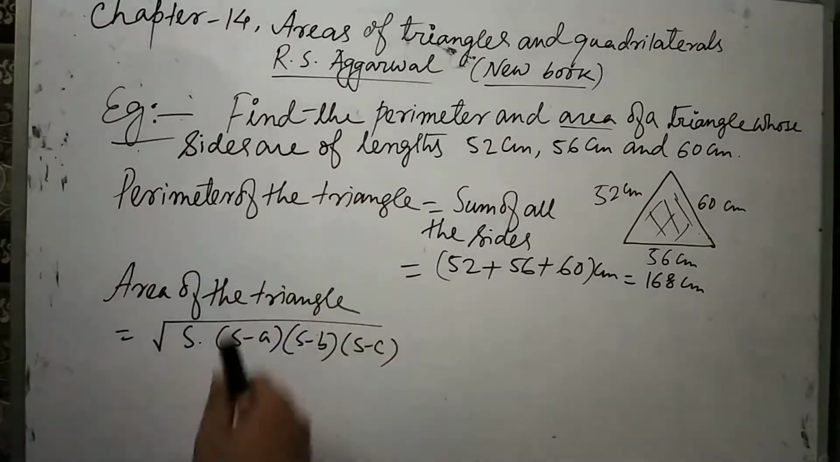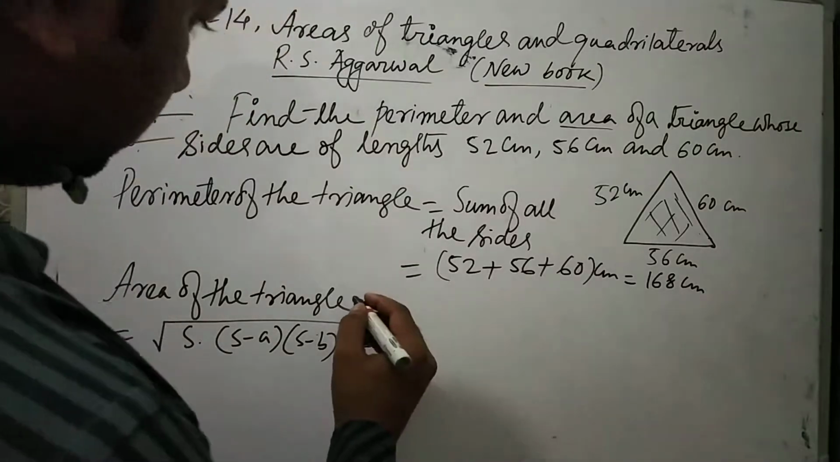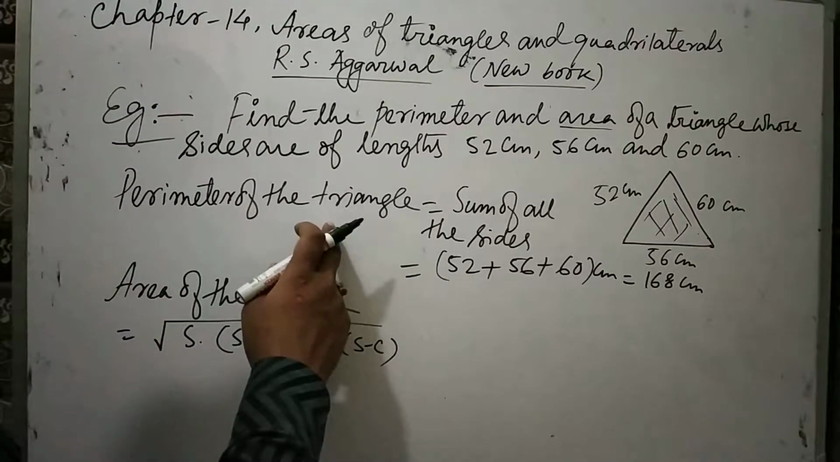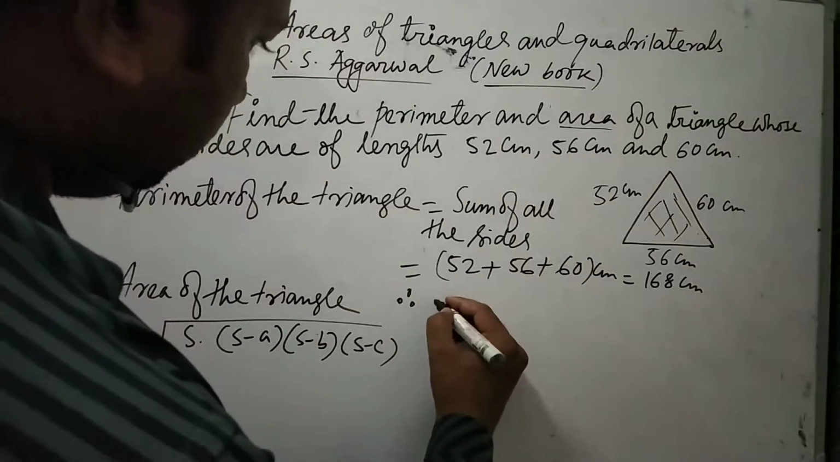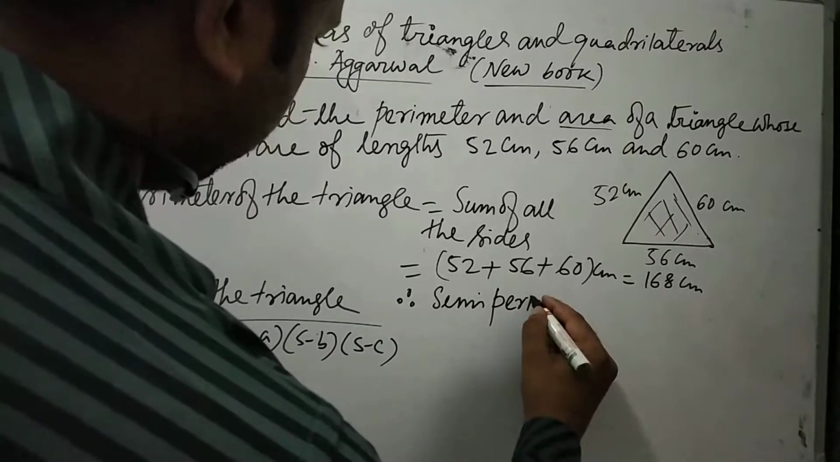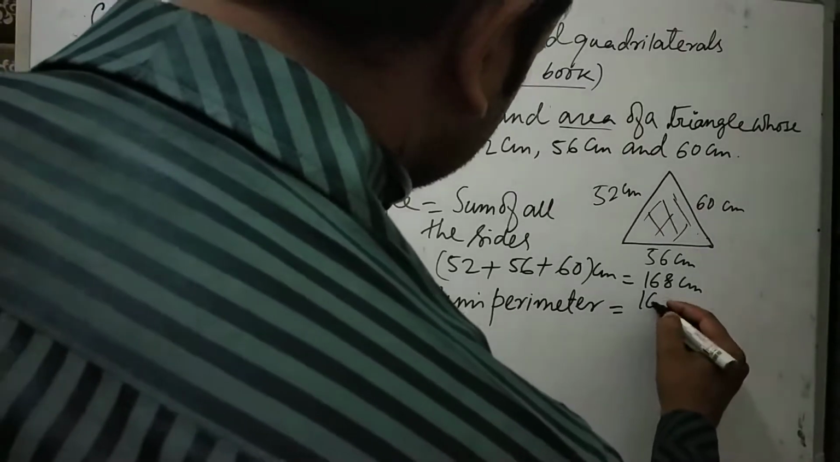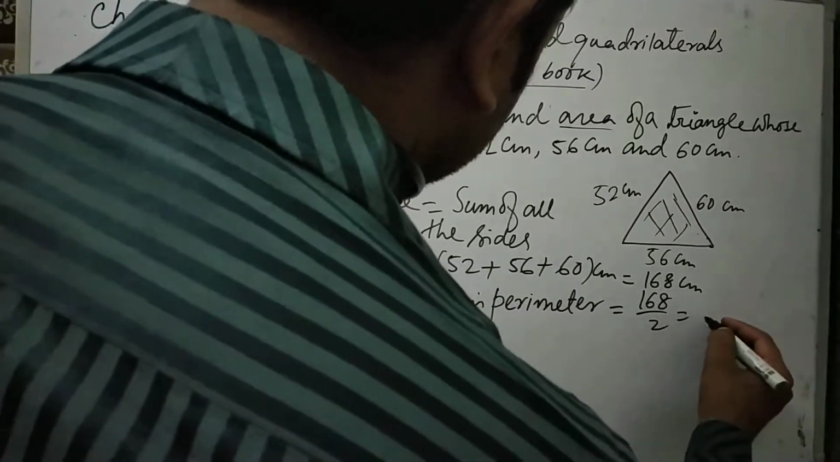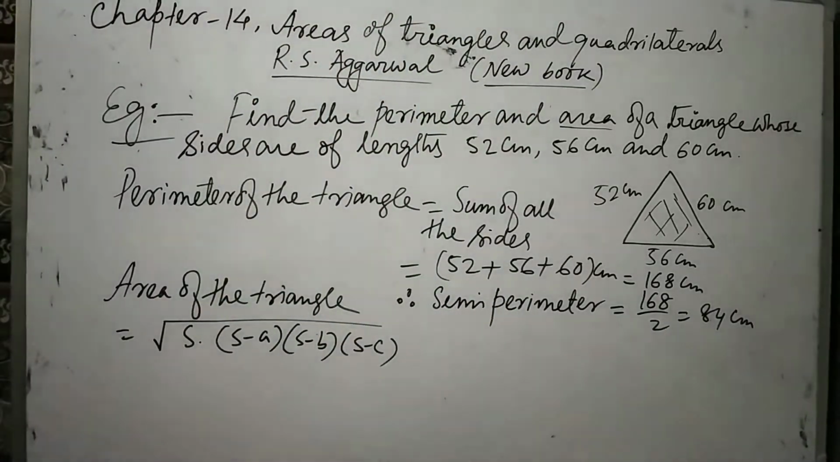We have found the perimeter of the triangle. Therefore, we have to find out the semi-perimeter. So after finding the perimeter of the triangle, write down therefore semi-perimeter equal to 168 by 2, that is 84 centimeter. Okay, so now you know s is 84.